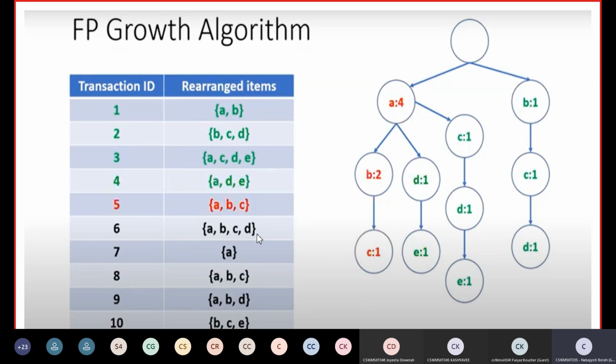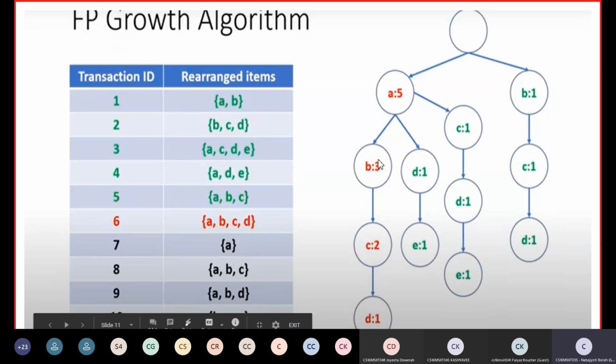Then next we have A, B, C, D. Since you all know that I am using the same nodes, I can use the same nodes here, A, B, C, D. Here the A count will be increased to 5, B to 3, C to 2, and there is one node D. Simple. If you see a similar pattern anywhere, you can use it again.